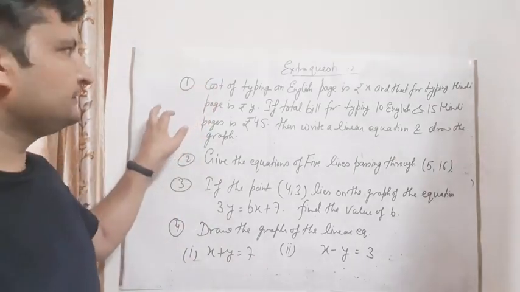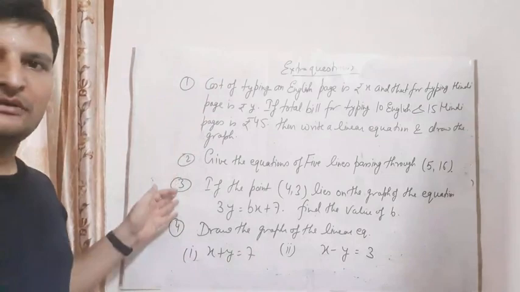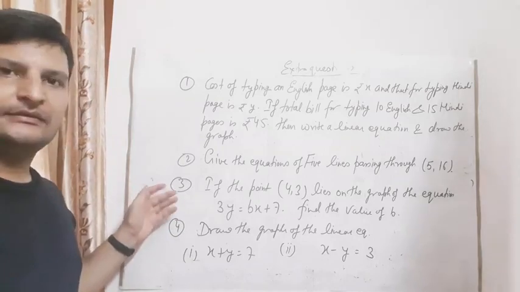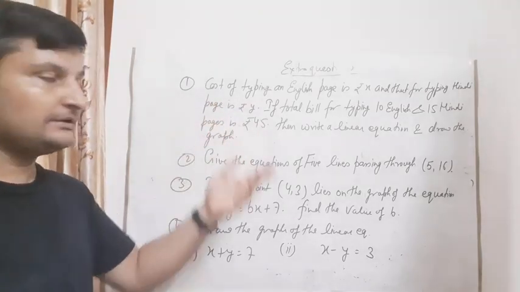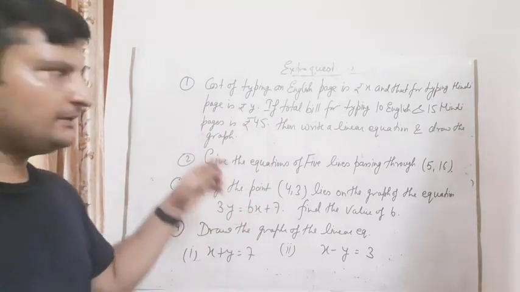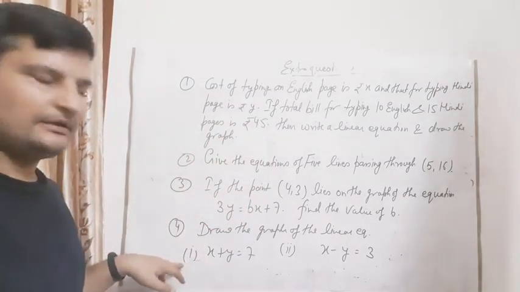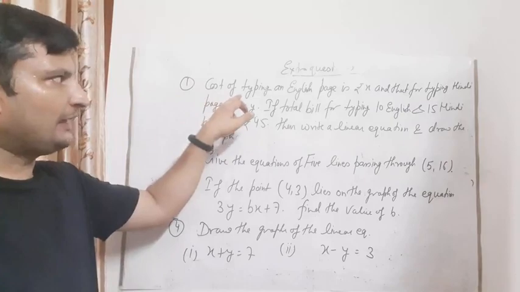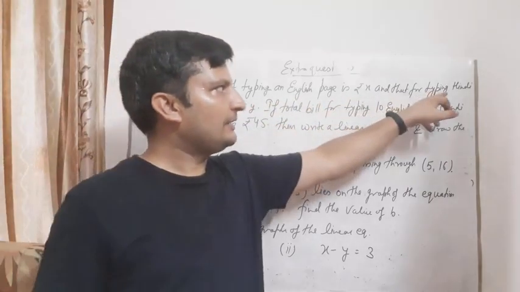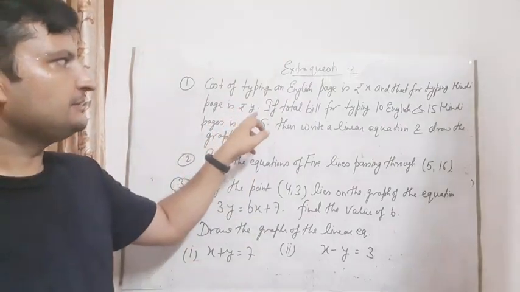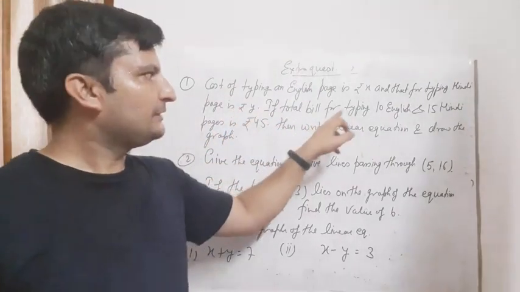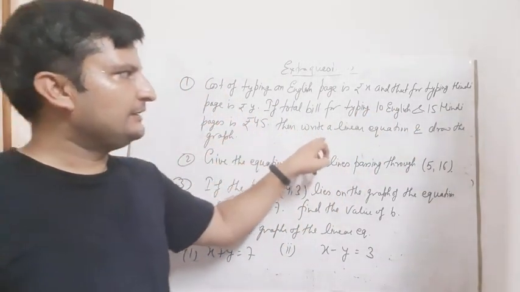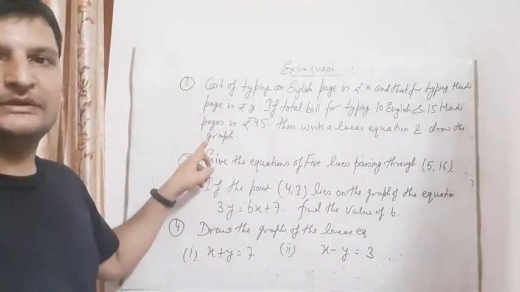Okay students, now based on this exercise I have given 4 questions you have to solve in your copy. आप पेपर में नहीं भी कर सकते हैं इसे, but those 2 questions we have done, you have to do in the copy, but these 4 questions you can do in the rough notebook. So the question is this one: cost of typing an English page is ₹x and that for typing a Hindi page is ₹y. If total bill for typing 10 English and 15 Hindi pages is ₹45, then write a linear equation and draw the graph of this equation.